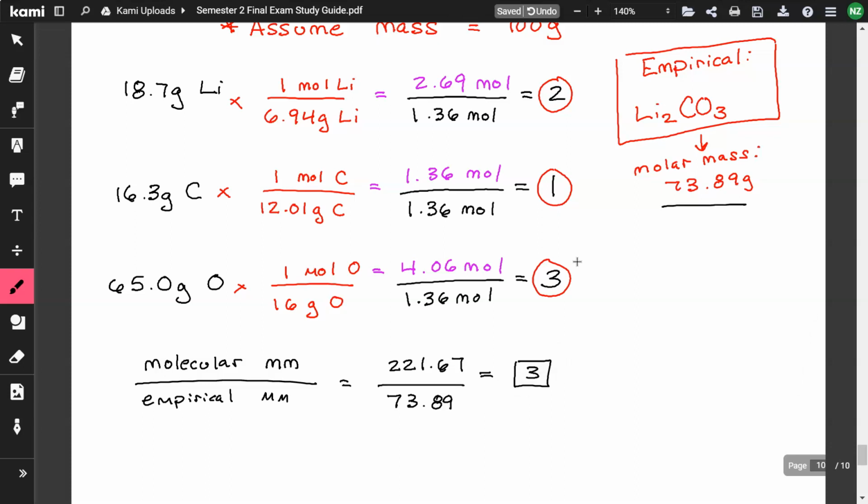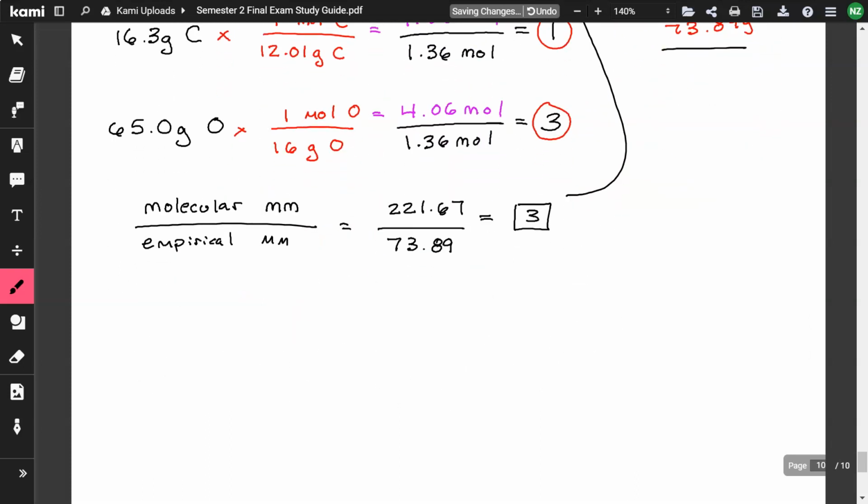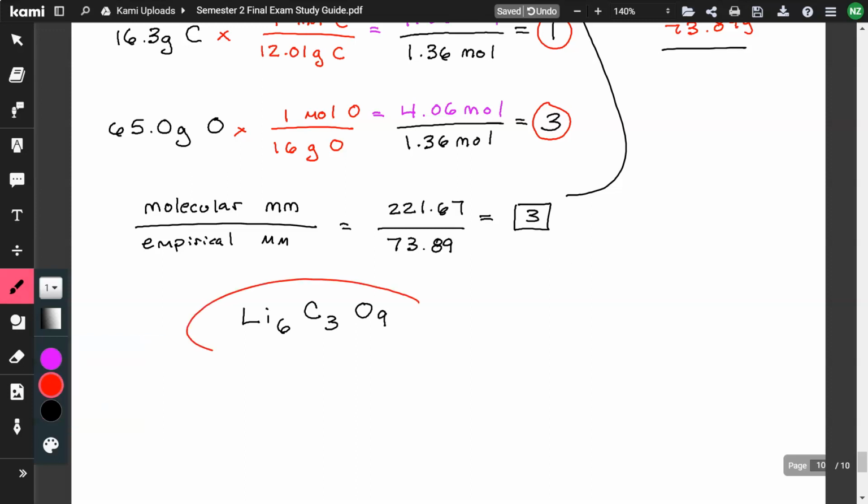So basically, we take that multiplier and apply it to our empirical formula. So 3 times 2 gives us 6 lithiums. 3 times 1 gives us 3 carbons. 3 times 3 gives us 9 oxygens. Okay, so this right here is our molecular formula.